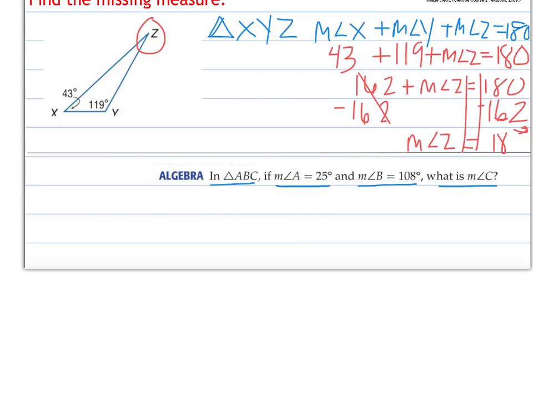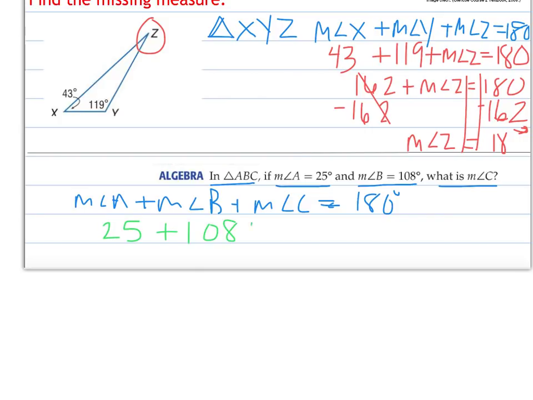Again, using what I do know to find what I don't know, I know that the measure of angle A plus the measure of angle B plus the measure of angle C is going to all be equal to 180 degrees. So I replace what I do know. A is 25 plus B is 108 plus the measure I don't know, and you could just do C here. I like to do measure of angle C so I know what it represents.